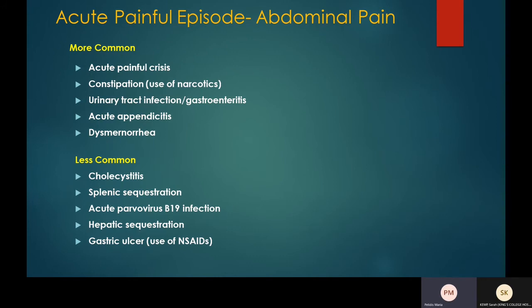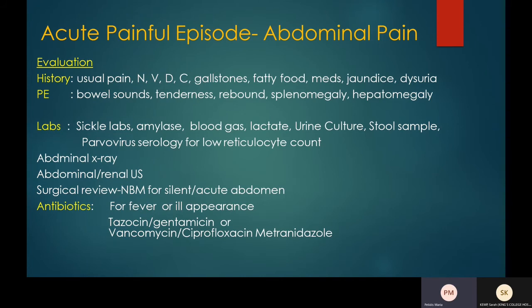This would present with an enlarged spleen, acute parvovirus infection, a hepatic sequestration, which will present with hepatomegaly, and gastric ulcers, especially if there's very frequent use of nonsteroidal anti-inflammatory drugs. So when someone presents with abdominal pain, it's important to ascertain the presence of nausea, vomiting, diarrhea, or constipation. If this is where they usually have their pain, if there's been a history of gallstones, if their pain occurs after eating fatty foods, what medications they are taking, and evaluate them for jaundice and dysuria.